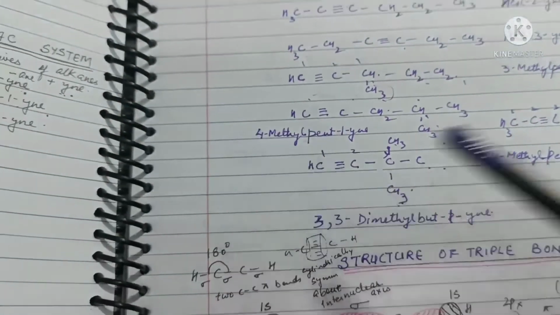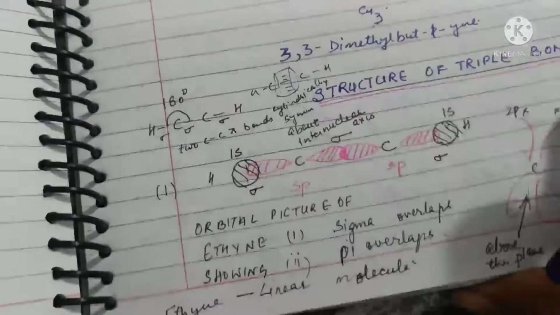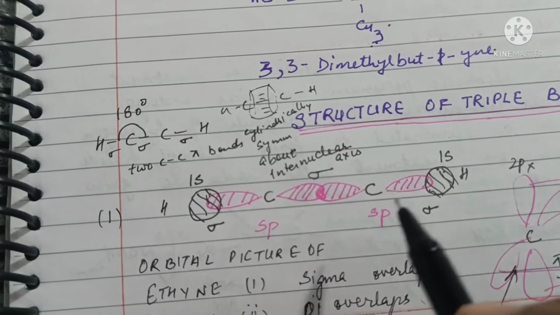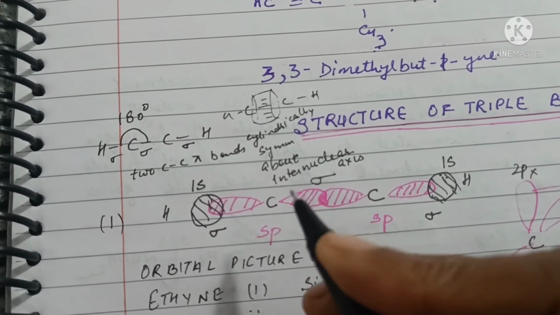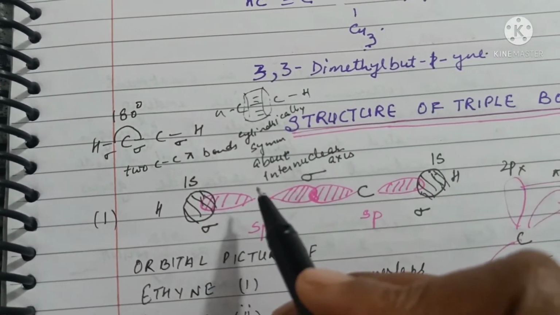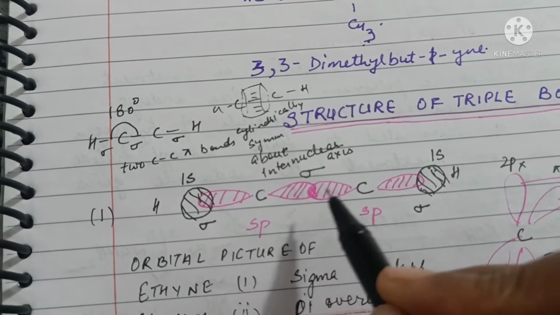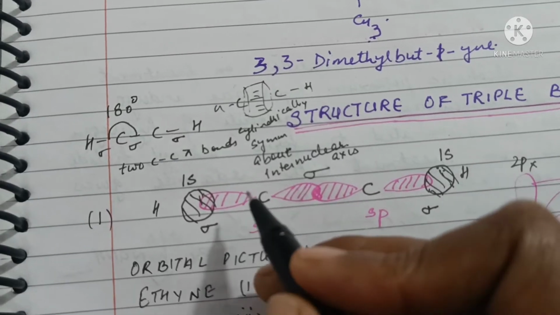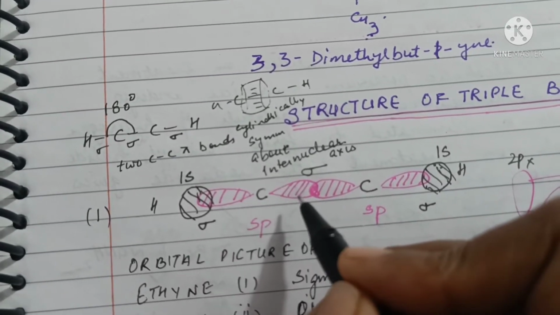Now, structure of triple bond. Let us do the structure of the simplest alkyne, ethyne. In ethyne, the carbon atoms where the triple bond is placed are sp hybridized. So there are 2 sp hybrid orbitals.